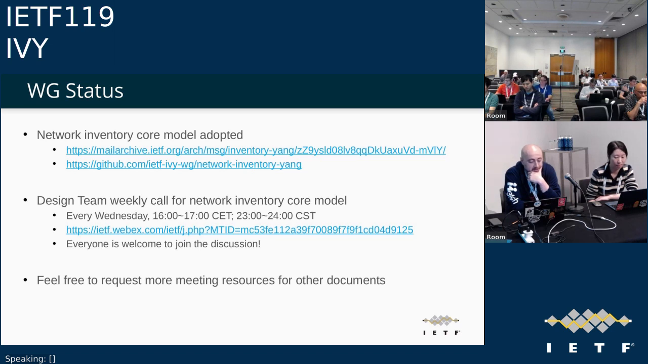We are having weekly calls dedicated to the inventory core model, every week on Wednesday. They have been interrupted because of the meeting, but we will start again immediately after. Again, if someone is interested to use IV resources for meetings dedicated to any other draft, feel free to reach out to us to request it.